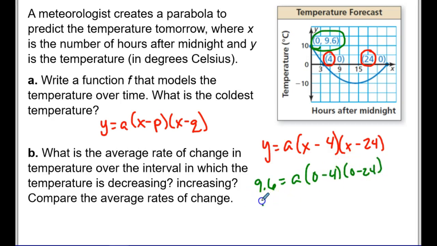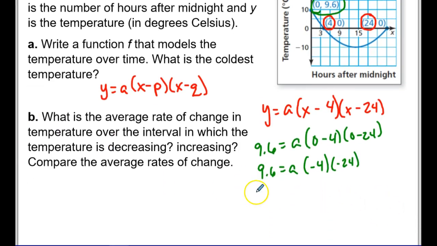So now I can just simplify. So I have 9.6 equals a times a negative 4 times a negative 24. And then I just continue to simplify my math. So I know 9.6 equals a, a negative times a negative is a positive, 4 times 24 is 96. So now let's divide both sides by 96. So I know that a equals 0.1.